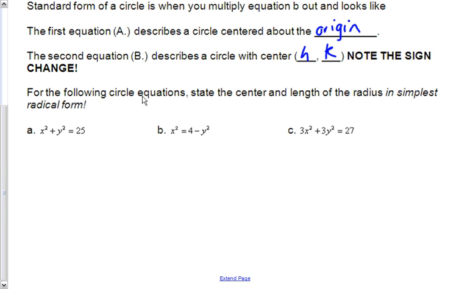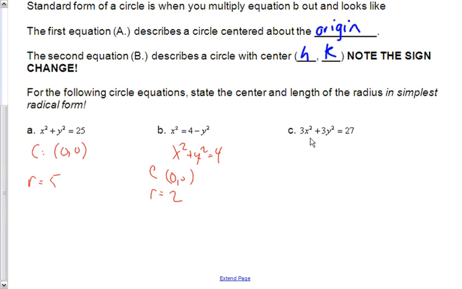So let's look at the following circle equations and state their center and the radius. Okay. Well, here, the center is the origin, so (0, 0). Its radius is just the square root of this number, which is just 5. Over here, this isn't in our standard form, but if we move it over by adding y squared, you can see it's in our standard form, and our center is (0, 0), but its radius is just the square root of 4, which is 2.